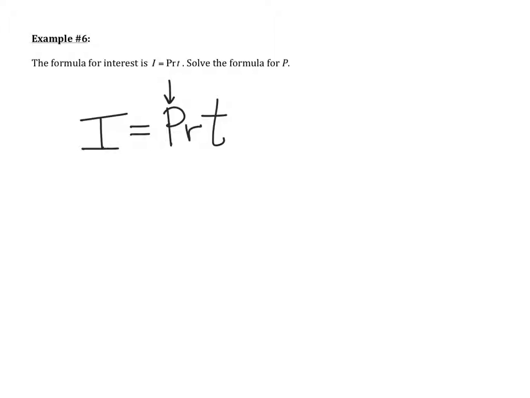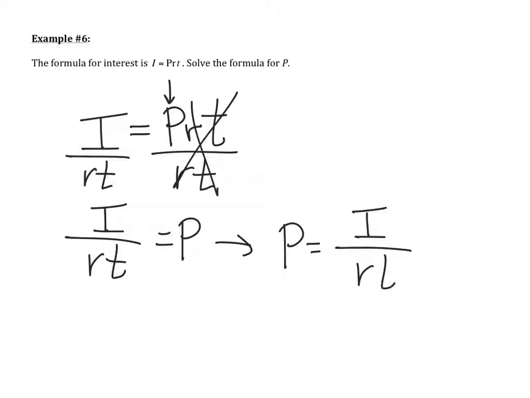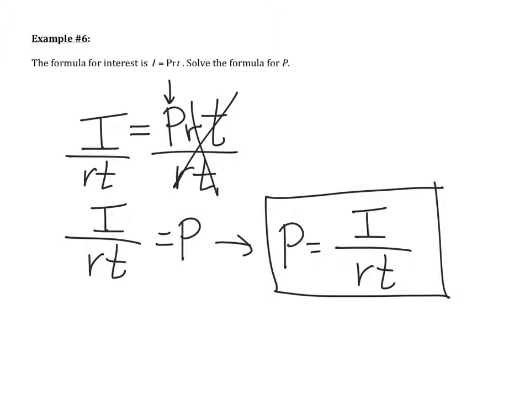So I'm trying to get that variable by itself. Just like the last problem, P is being multiplied by the R and the T, so I'm going to divide both sides by RT. These are going to cancel, leaving me with P on the right. And I divided by RT is just simply I over RT. Again, if you want, you can flip it around so that P is on the left side. Just make sure you're not changing anything; you're keeping it exactly as it was on the left-hand side. So P equals I over R times T.